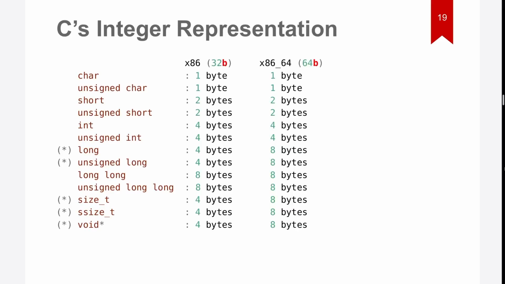One thing to keep in mind with integer representation is it depends on the architecture you're compiling for. So while a character is always 1 byte and an unsigned character is also always 1 byte, at least in x86 and x86 64-bit, shorts and unsigned shorts are 2 bytes, integers are always 4 bytes. But long looks a little bit different. If we have a long on a 32-bit x86 machine or binary, that will be represented as 4 bytes, but not on a 64-bit. Same for pointers and size types. That's something to keep in mind.